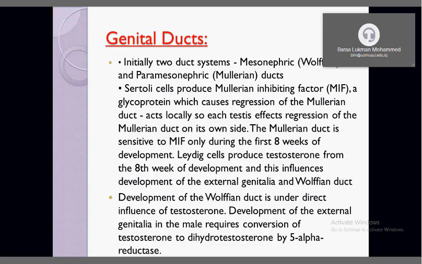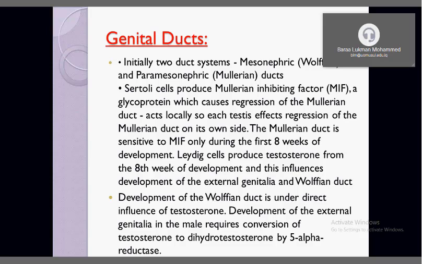How? If the gonad is testis, and differentiates properly, it will produce two important substances, which are the Mullerian inhibitory factor and the testosterone. Mullerian inhibitory factor is produced by the Sertoli cell, while the testosterone is produced by the Leydig cell.